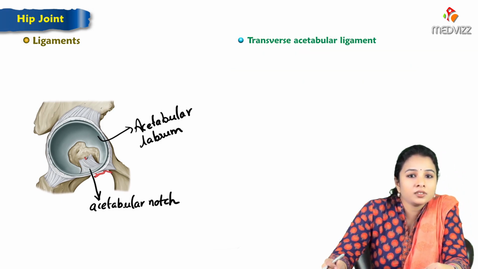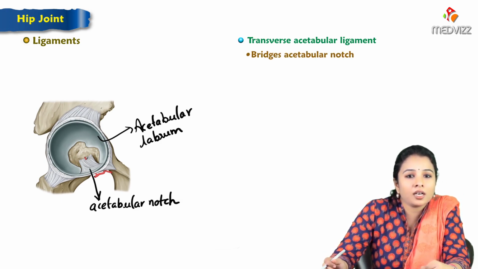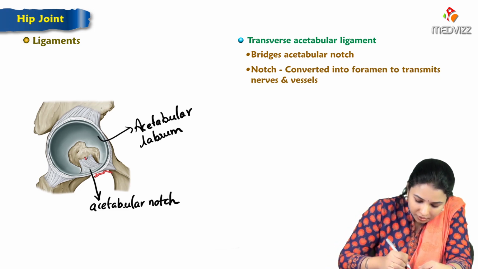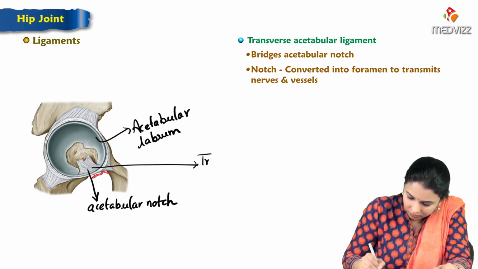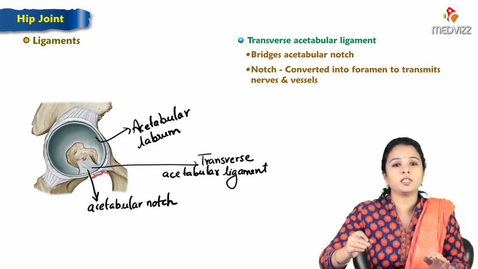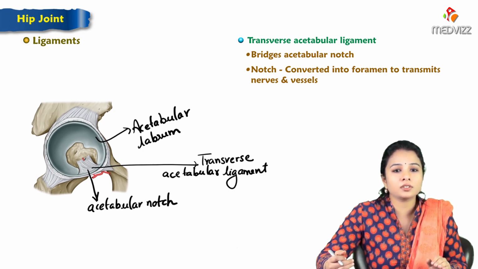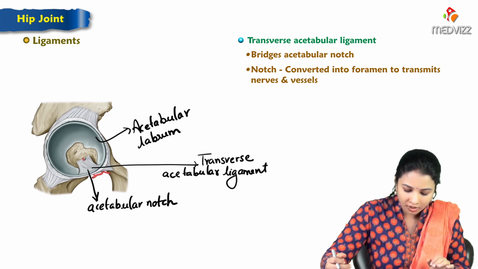Next, about the transverse acetabular ligament. The transverse acetabular ligament bridges the acetabular notch, and the notch is converted to a foramen to transmit the nerves and the vessels to the hip joint. So here, the transverse acetabular ligament bridges the acetabular notch, and it converts this notch into a foramen to transmit nerves and vessels to the hip joint.